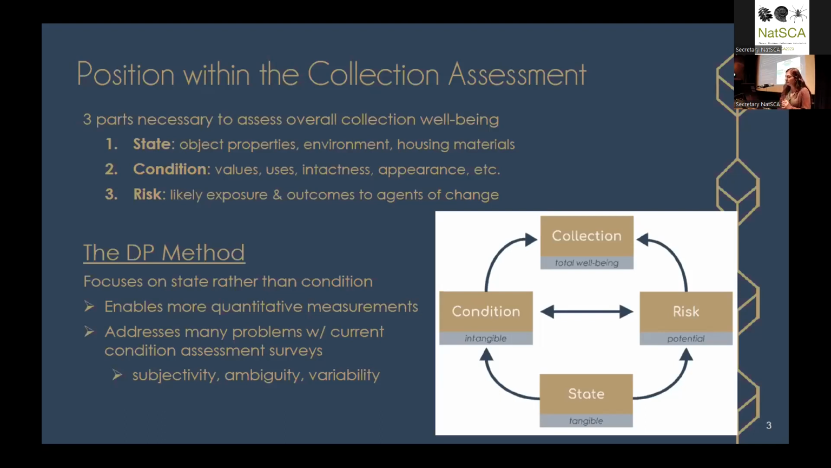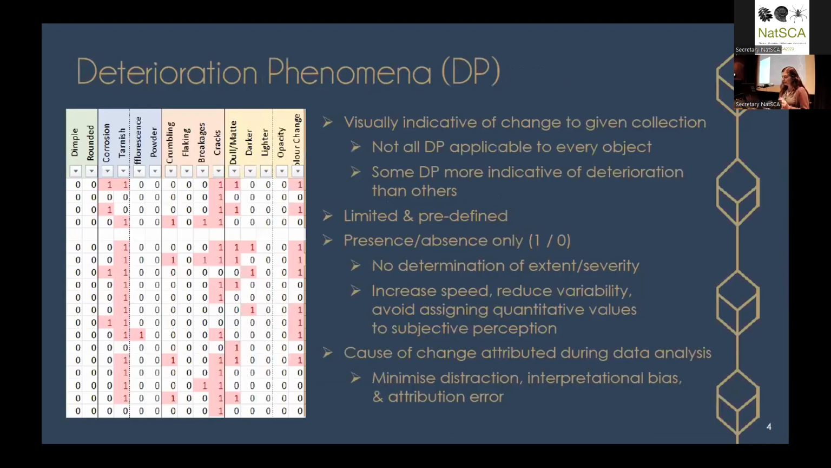The method was also explicitly designed to tackle previously identified issues in collection surveying, chiefly those of subjectivity, ambiguity, and variability. This is achieved through the method's signature trait, the deterioration phenomena, abbreviated as DP, because obviously that can be a tongue twister sometimes. So these are criteria that are visual indicators of change and specific to the collection being surveyed.